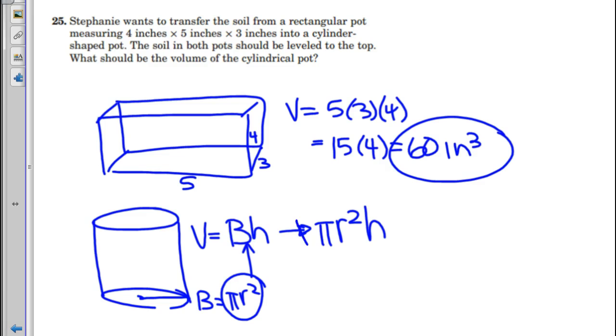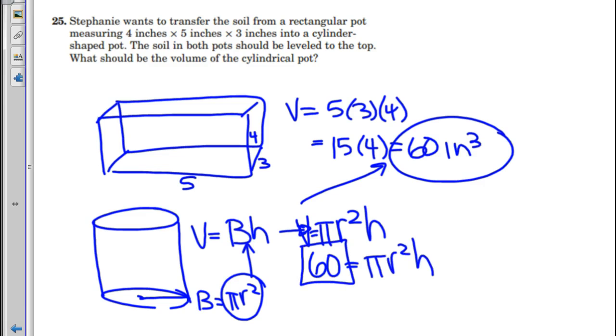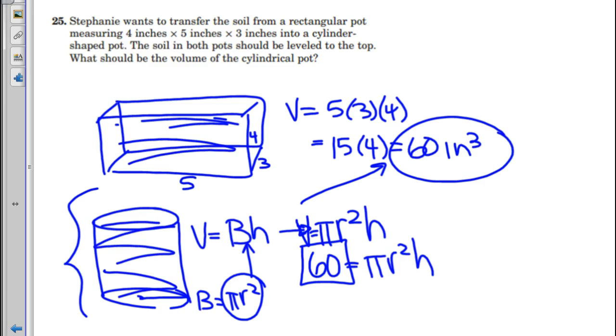All right, so I know that the volume has to be 60. That's what they told us, that the soil has to be level, so they have to have the same volume. All right, so I have 60 equals pi r squared h. That means my volume has to be 60. If they ask for the radius or the height, we could solve from this right here. So just kind of reminding you on the relationship between the two, we don't have to have this stuff, but we do need to think about if I want this guy level here and I want this guy level here, the volumes have to be the same. All right, so they both have to be 60 cubic inches or 60 inches cubed.